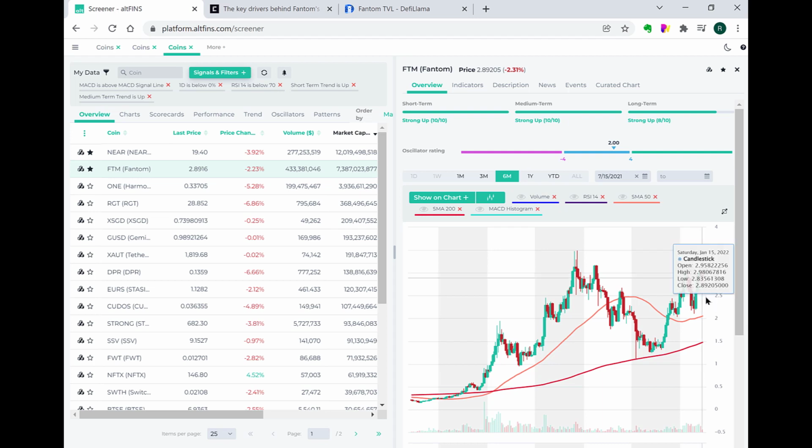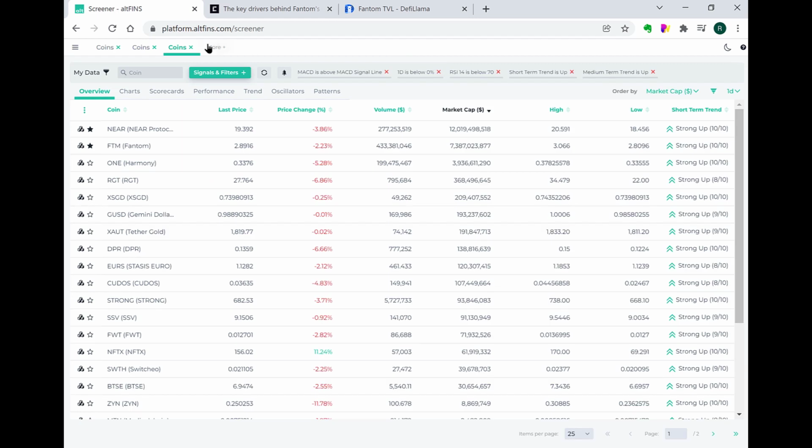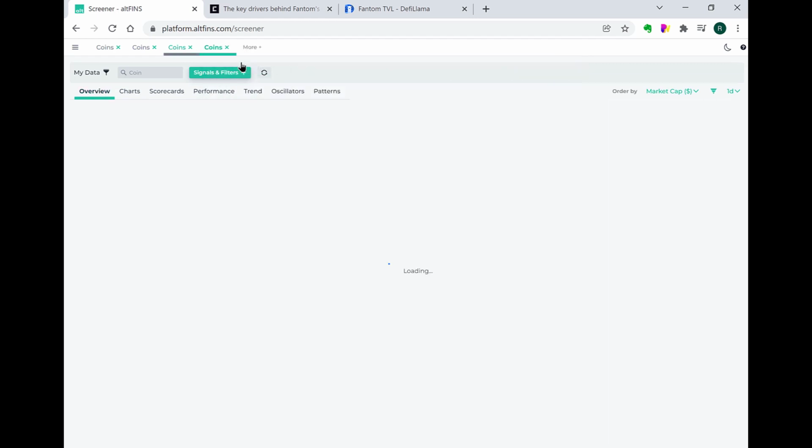So I'll be buying it on the pullback to 250. Again, this is my personal opinion, not investment advice. Or I would wait for the 350 breakout. And how do I sort of stay on top of the market, right?